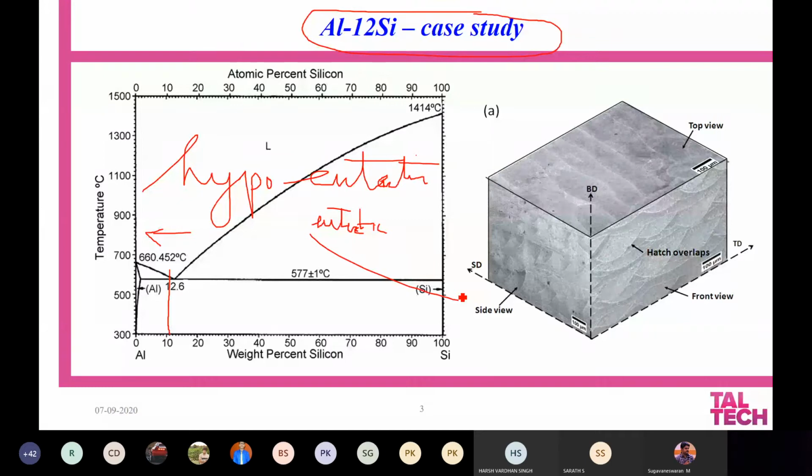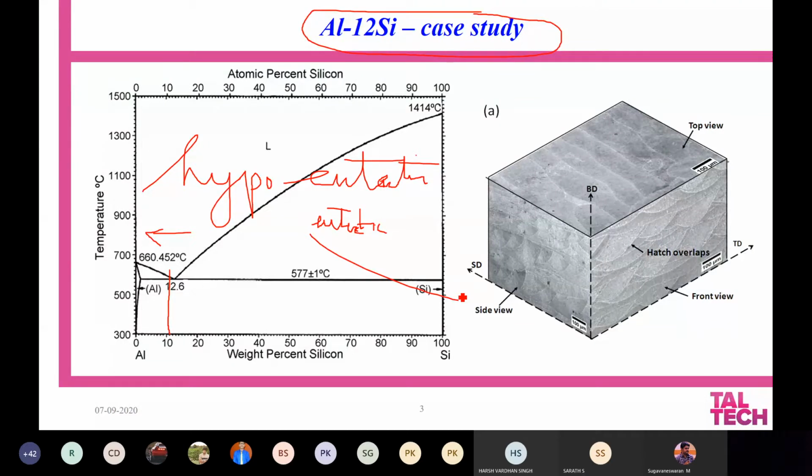And the morphology of the silicon and the distribution of the silicon in the aluminum silicon system is going to define your mechanical properties. For instance, in aluminum 12 silicon cast cell.